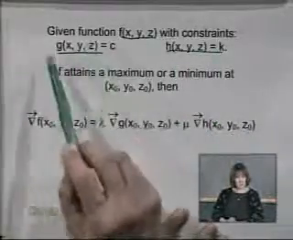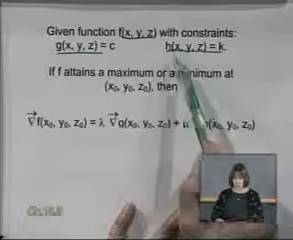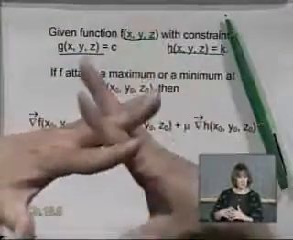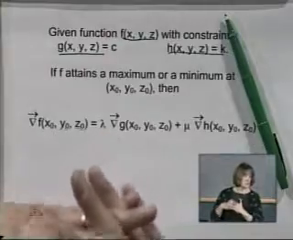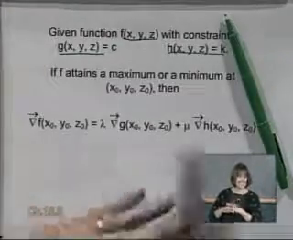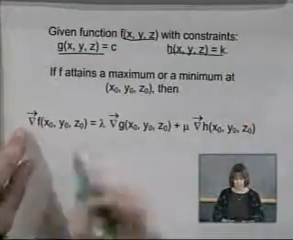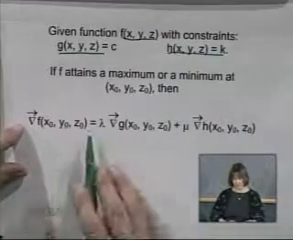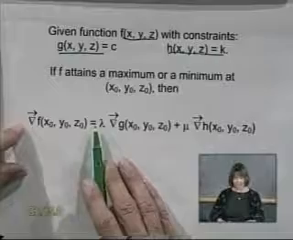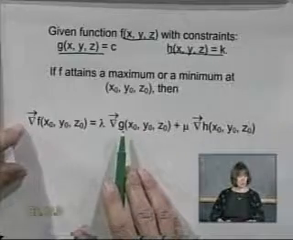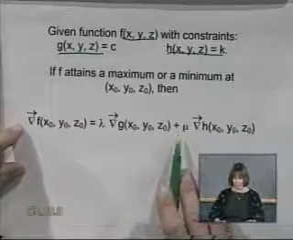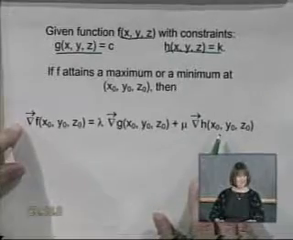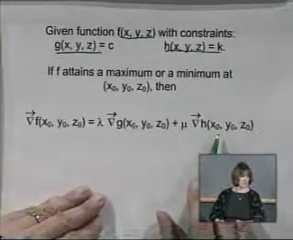Remember, this is a surface in 3-dimensional space. This is a surface in 3-dimensional space. So you're subject to the constraint that you're in the intersection of those 2 surfaces, which will produce a curve. Okay? If that happens, the gradient of the function that you want to maximize or minimize is equal to lambda times the gradient of the first constraint plus the Greek letter mu times the gradient of the second constraint.